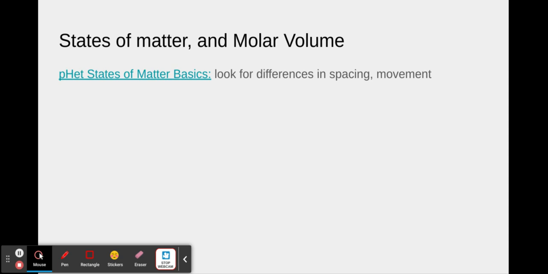Okay, so this state, the gas state, is very unique compared to the other two states. And that's where we're going to land today. We're going to talk about molar volume. And molar volume really only pertains to a gaseous state.